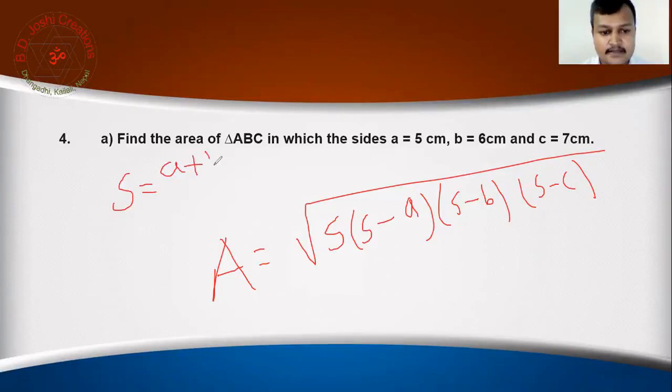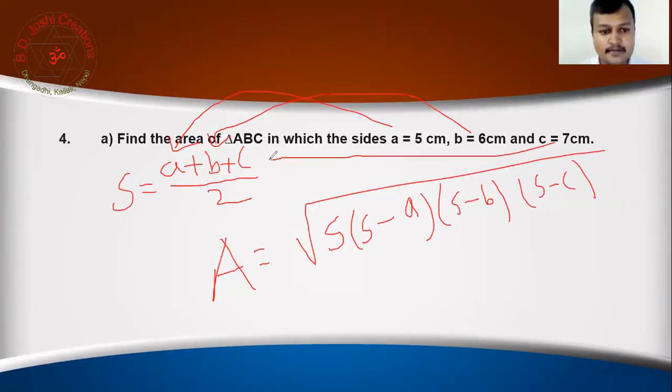Semi-perimeter is A plus B plus C divided by 2. This is the formula for semi-perimeter. Here we have all the values of A, B, and C. Put these values in: 5 plus 6 plus 7 divided by 2. We'll get the semi-perimeter, and after getting it, use this formula: area is equal to root over S times S minus A, S minus B, and S minus C.